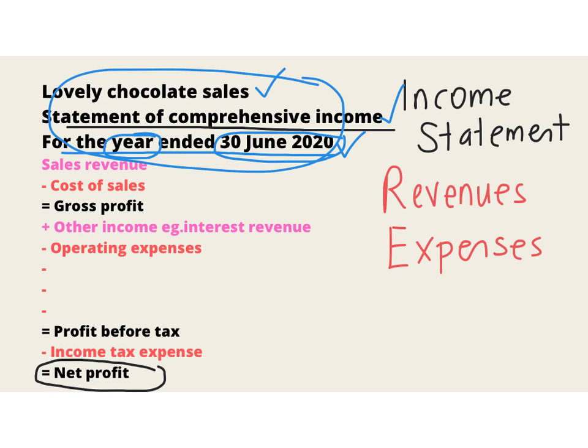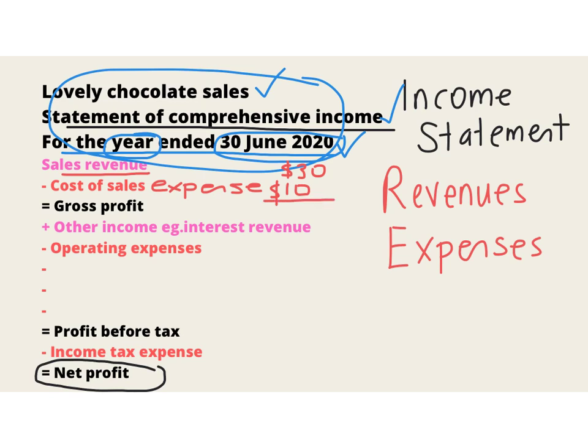On the income statement, we can see the revenues and the expenses, and they go in this order. So first we start with the sales revenue. This is what the business has earned by selling their products to their customers. Then we minus the cost of sales. Cost of sales is an expense for the business. Cost of sales is how much it cost the business to buy the products that they have sold. For example, they might buy the chocolates for $10 each and sell them to the customer for $30.